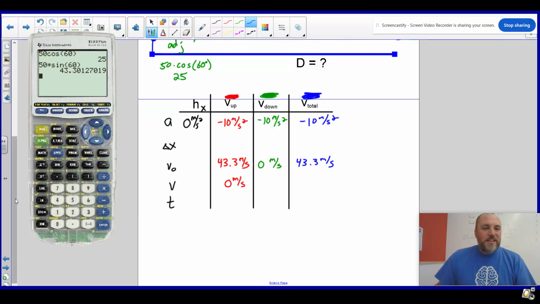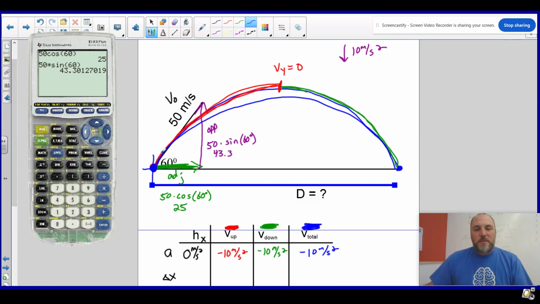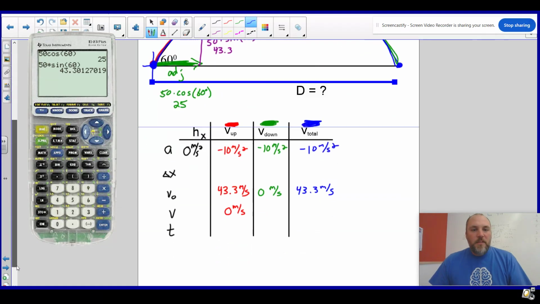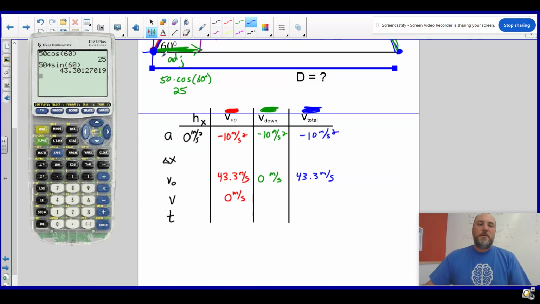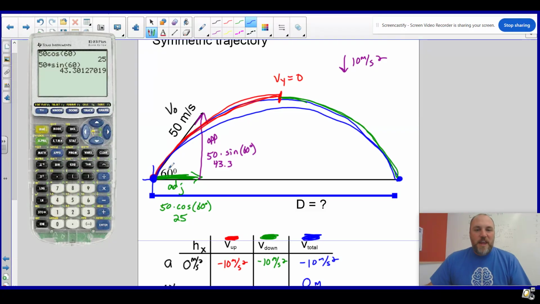Okay? The next thing I'm going to look at is if this is symmetric, meaning it starts and ends at the same vertical position, then the vertical displacement for the total path is just 0 meters. And because it's going to have the same upward trajectory time and the same downward trajectory time, I know that when it slams into the ground, the final vertical velocity is just the negative of what the initial was.